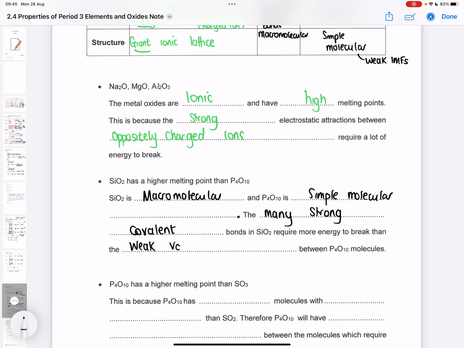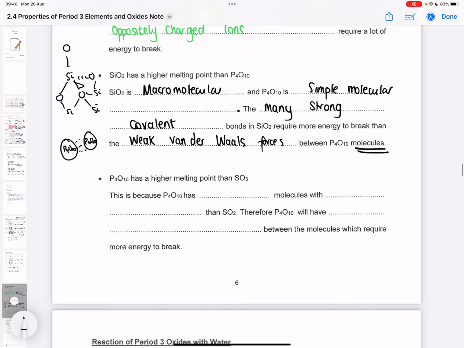And P4O10 is symmetrical, so there are van der Waals forces between P4O10 molecules. So we've got one P4O10, which you can imagine like this little blob, and then we've got another P4O10, and all we're doing is overcoming a weak force between the two. Whereas in SiO2 we've got Si, and then it's sort of in a tetrahedral lattice. There's oxygens all around, joined to more silicons, and there's all this interconnection, and we've got to break all of this up in order to break up the macromolecular structure.